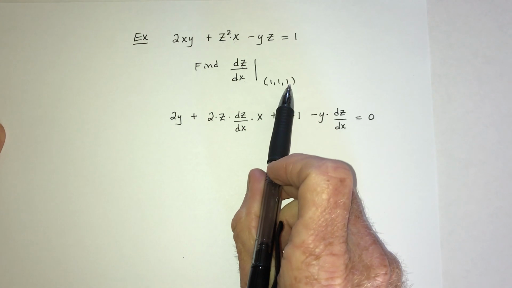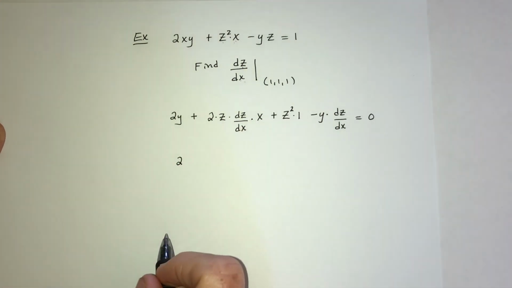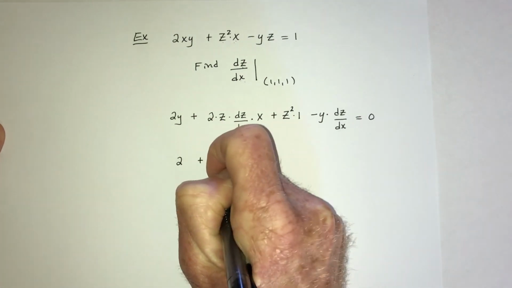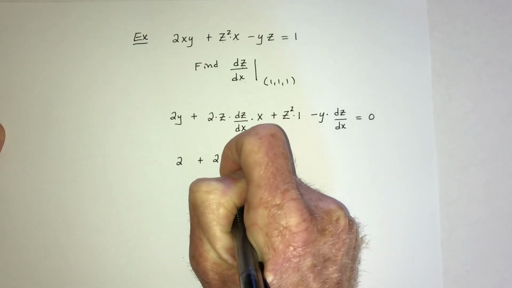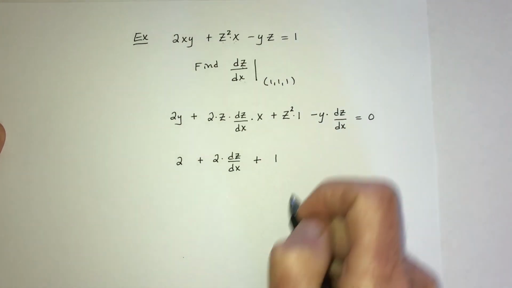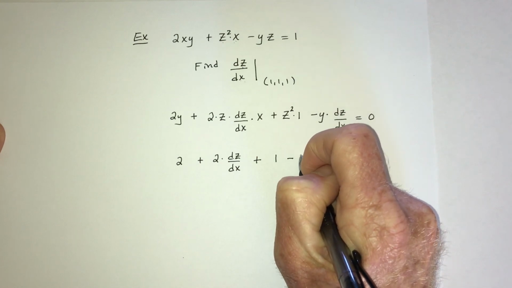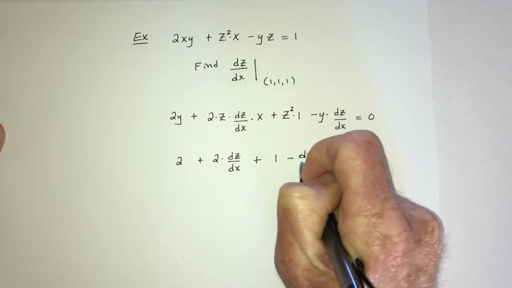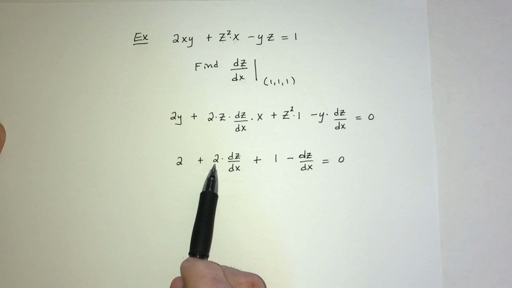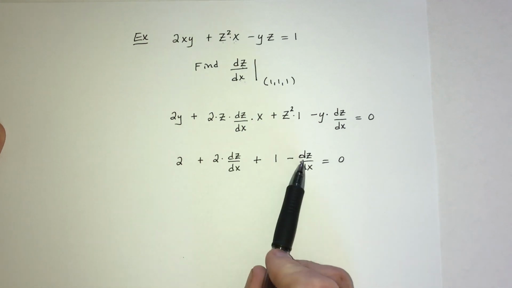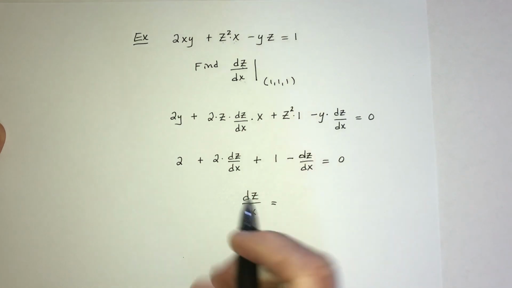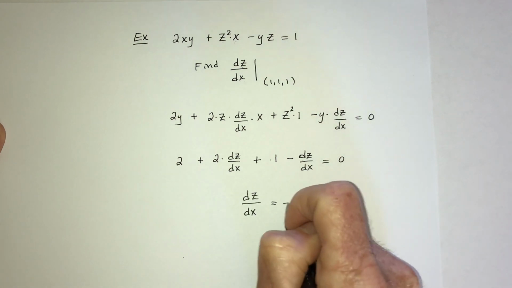Now we can plug in 1, 1, and 1. So this would be 2 times 1. This would be 2 times 1 times the derivative times 1. So that leaves 2 times dz dx. This would just be 1 squared. And then minus 1 times dz dx. Okay, so right here there's 2 derivatives of z minus 1, so that leaves just 1 derivative of z. And then 2 and 1 is 3, move that to the other side, it equals negative 3.